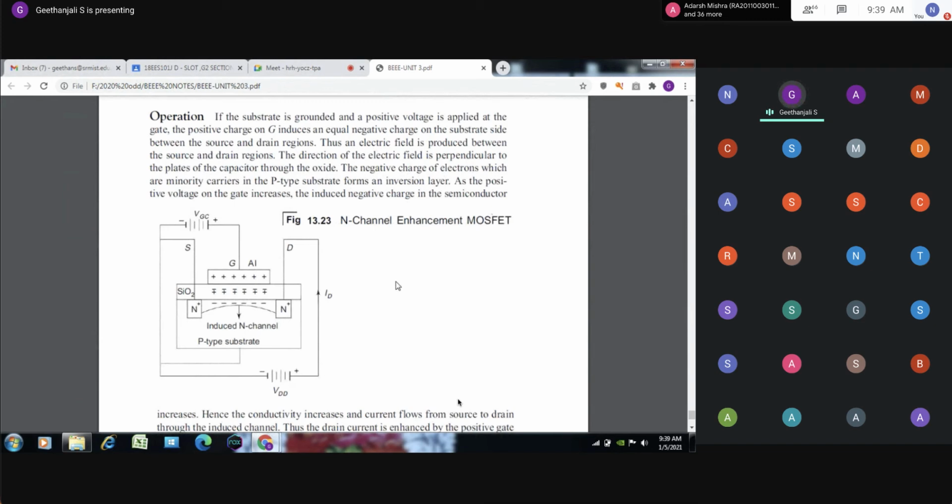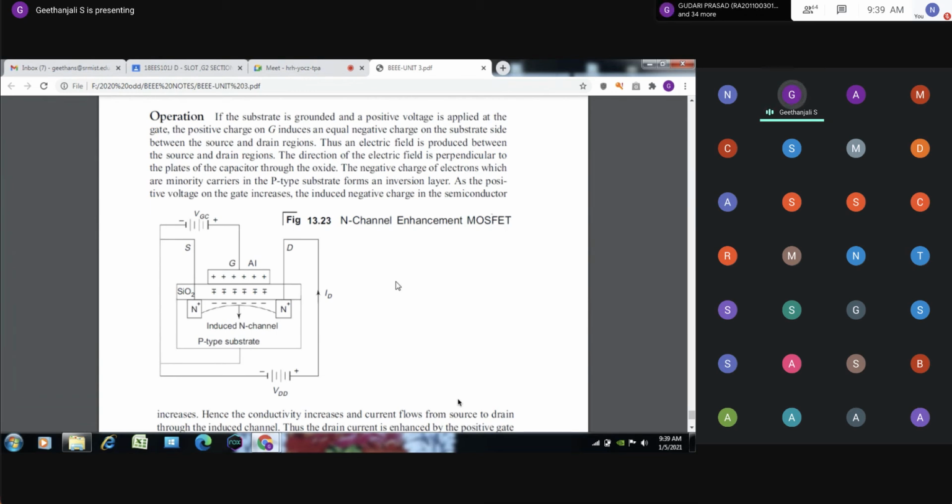If the substrate is grounded and a positive voltage is applied at the gate, the positive charge on the gate induces an equal negative charge on the substrate side between the source and drain regions. Thus, an electric field is produced between the source and drain regions. The direction of the electric field is perpendicular to the plates of the capacitor. The negative charge of electrons, which are minority carriers in the p-type substrate, forms the inversion layer.